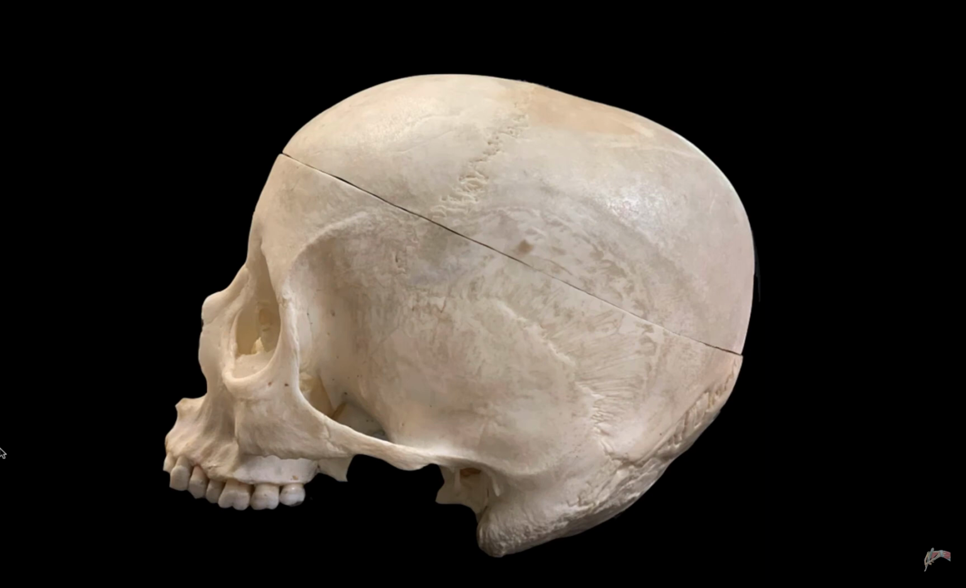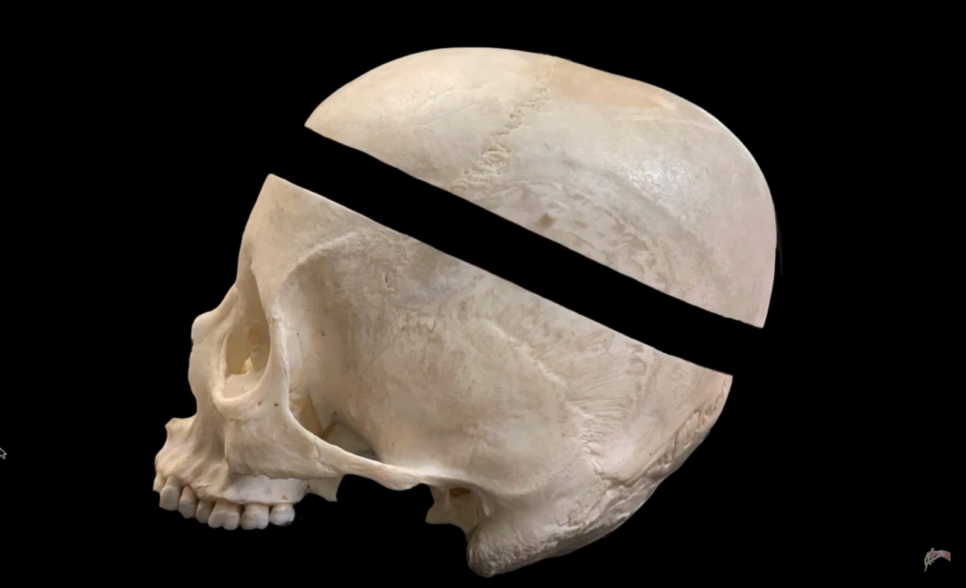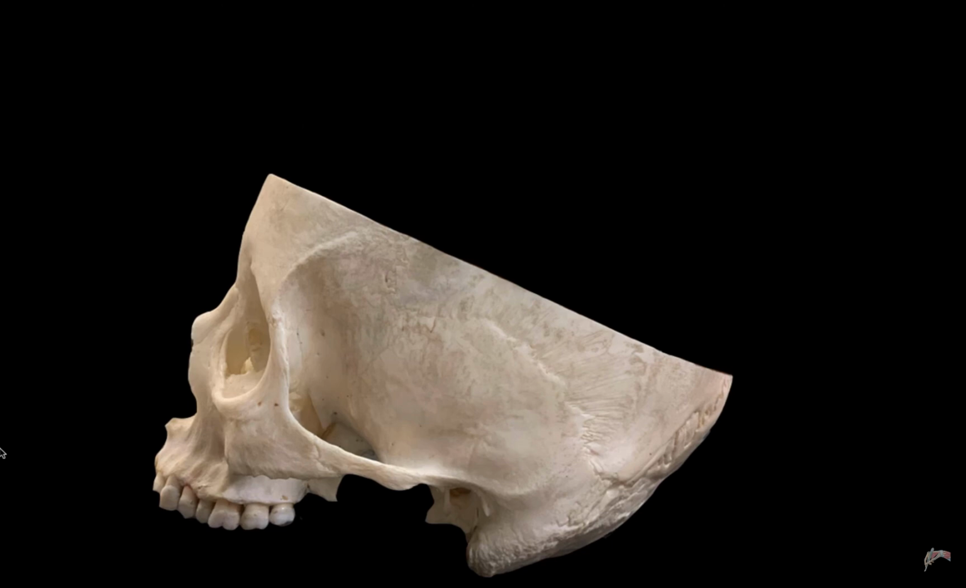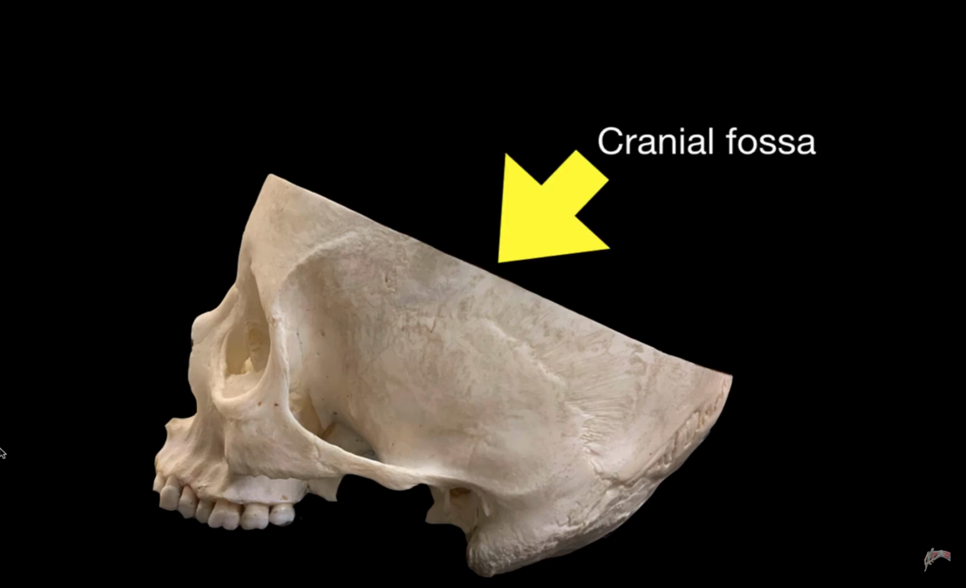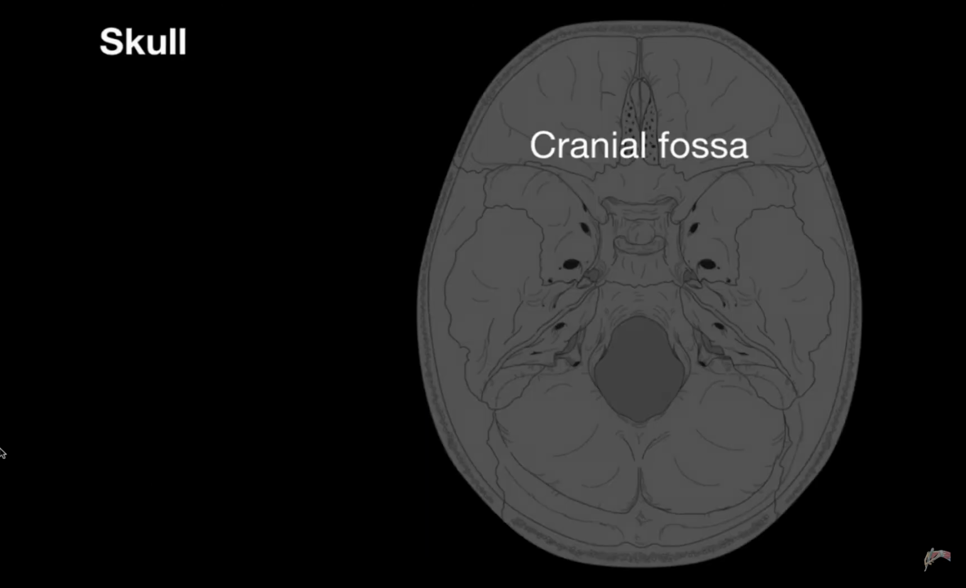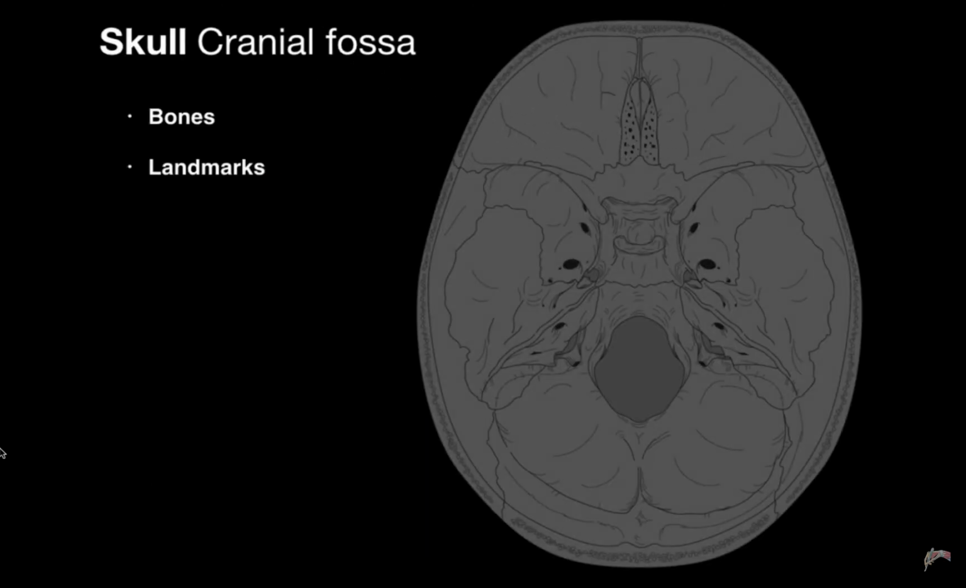Okay, here's a lateral view of the skull. We're going to separate this calvarium and take the calvarium and look inside at the cranial fossa, or the base of the skull internally, and that's the cranial fossa. And so we're going to talk about the bones first.